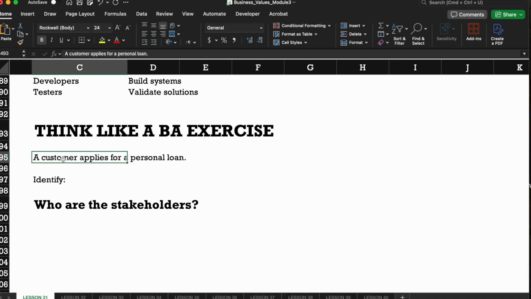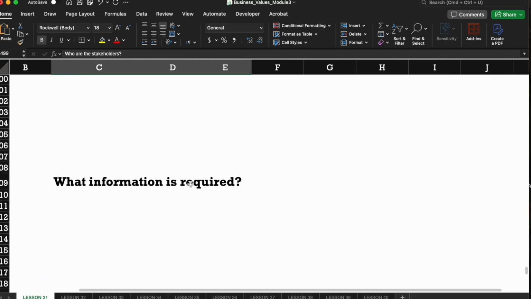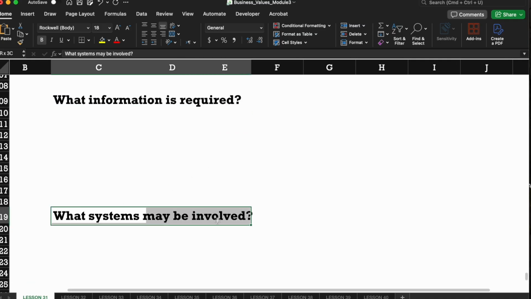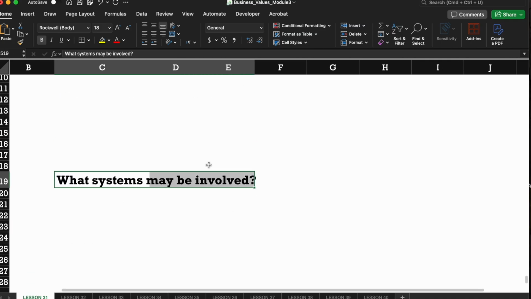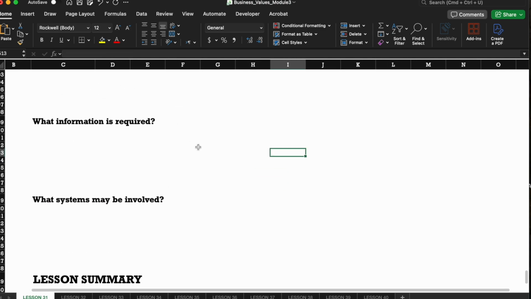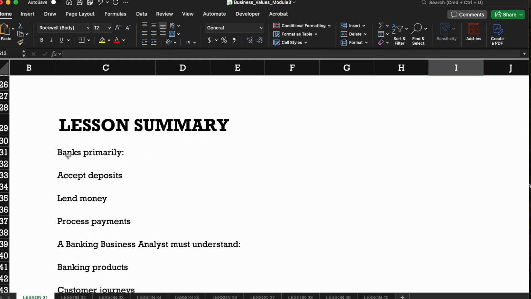Okay. Think like a BA exercise. A customer applies for a personal loan. Identify who the stakeholders are, what information is required, and what systems may be involved. Okay, so this is your homework. You can do it by yourself.